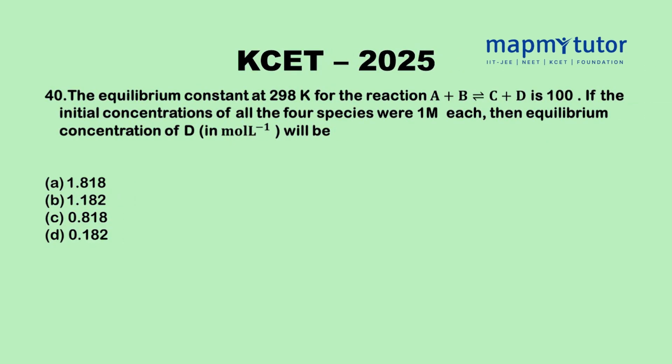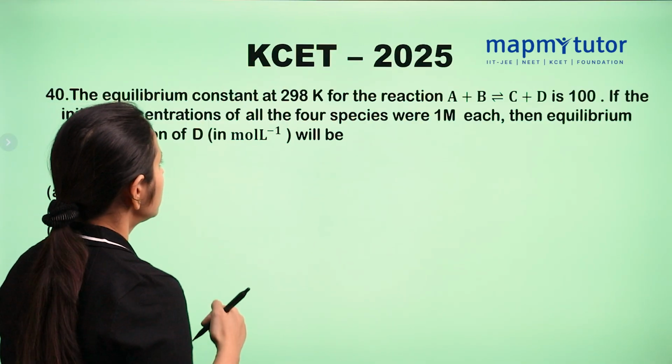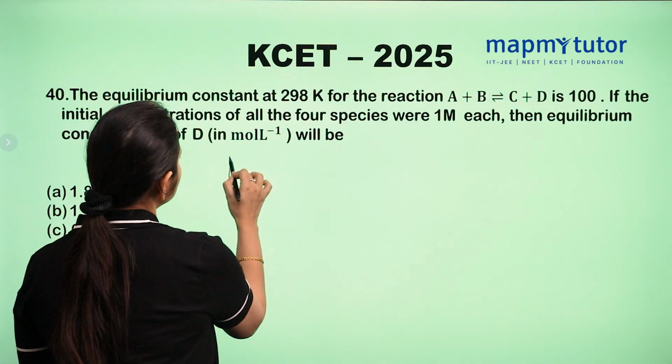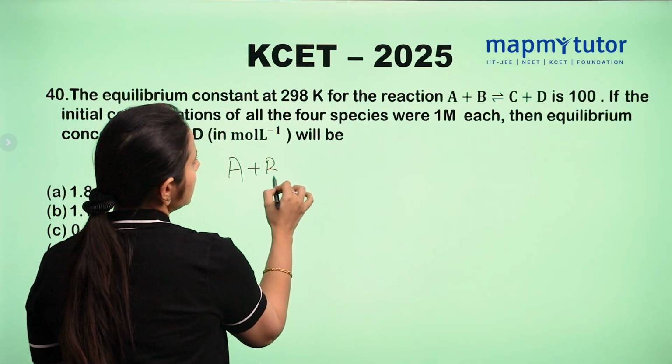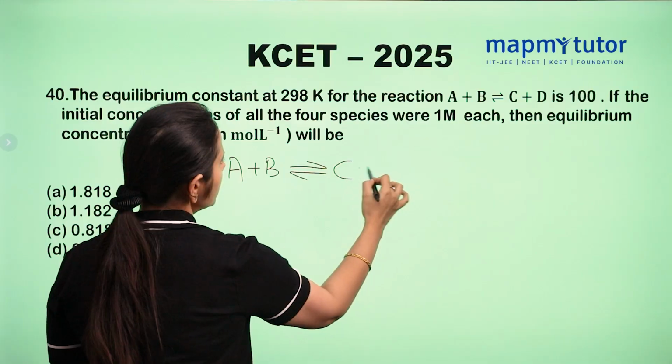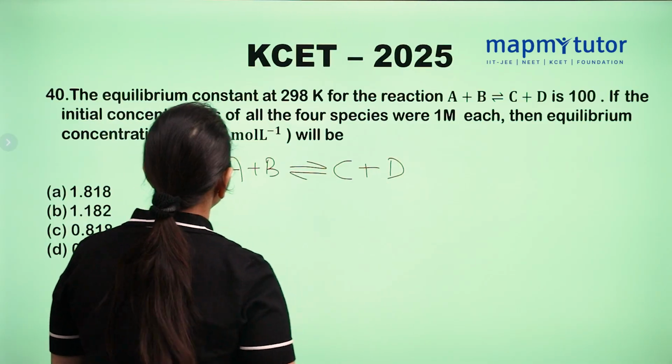See, again equilibrium. The equilibrium constant at 298 Kelvin for the reaction is 100. If the initial concentrations of all the four species are 1 molar each, then we need to calculate the equilibrium concentration of D. Let's solve it. A plus B gives C plus D. Okay.